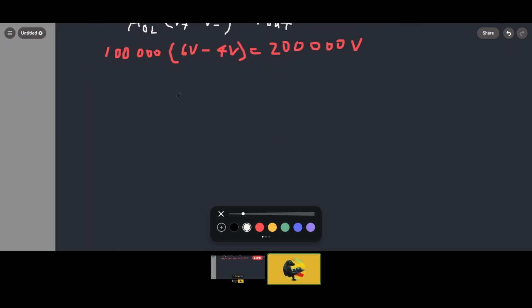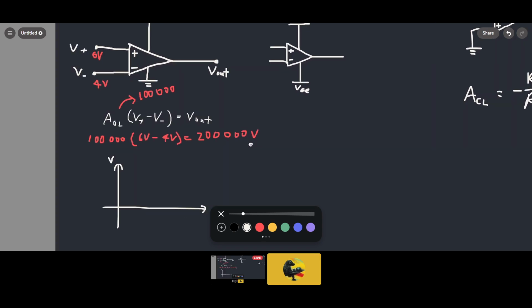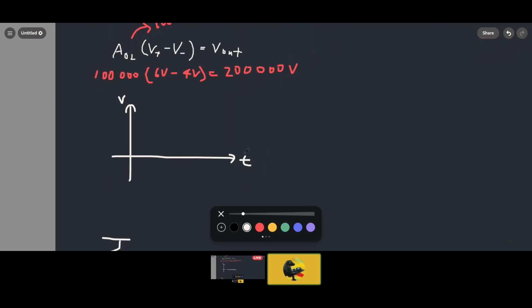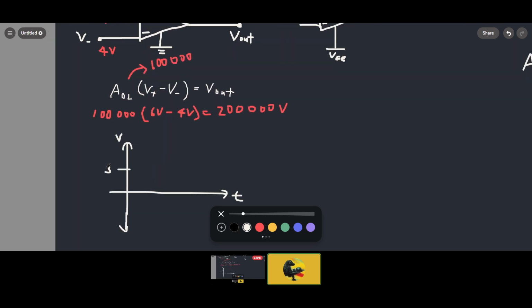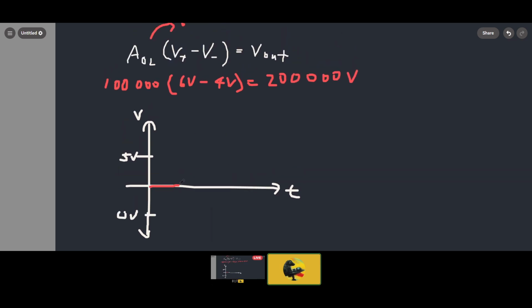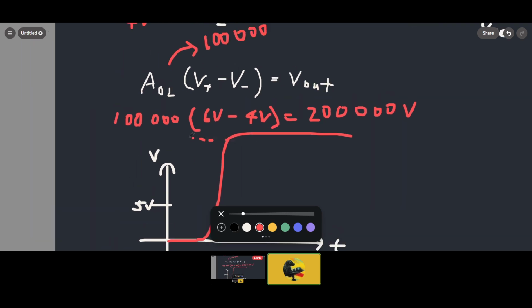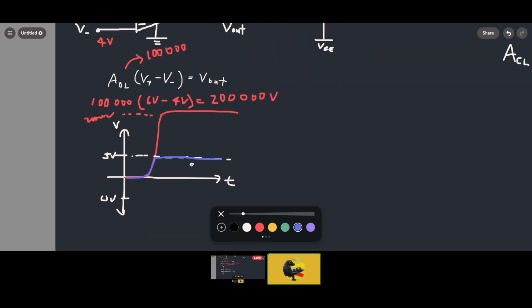So if I were to draw a graph, I'll draw a graph of voltage over time. It is actually clamped by 5 volts here and 0 volts here. So right now, let's say we power it on, our output is theoretically at 200,000 volts, but it's being clamped by these 5 volts here. So blue, which will signify the actual output, will be clamped at 5 volts. You see that?